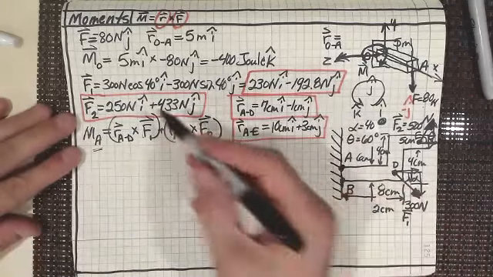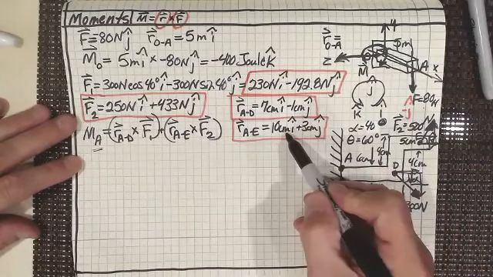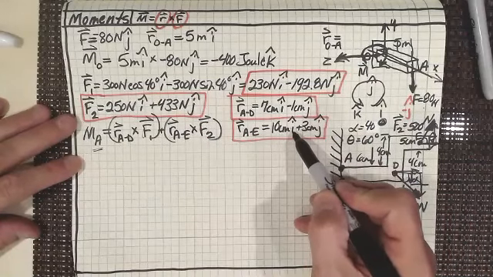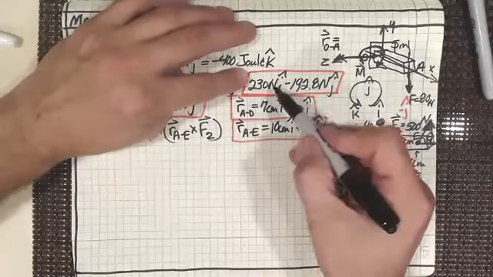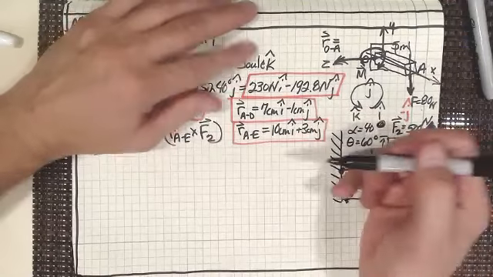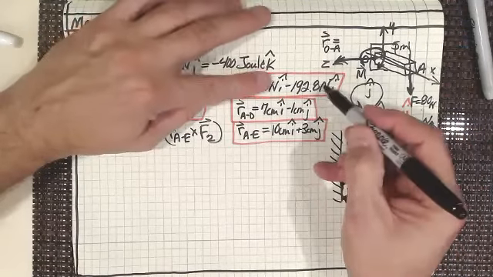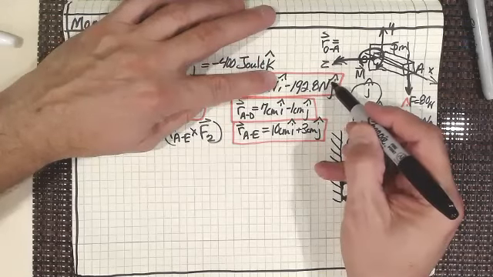So let's do this one at a time. R sub AD times F1. I've got 10 centimeters I crossed with 230 newtons I. Well, we can't do that, because I crossed with I gives us nothing. But now I've got 10 centimeters I crossed with 192.8 newtons J.